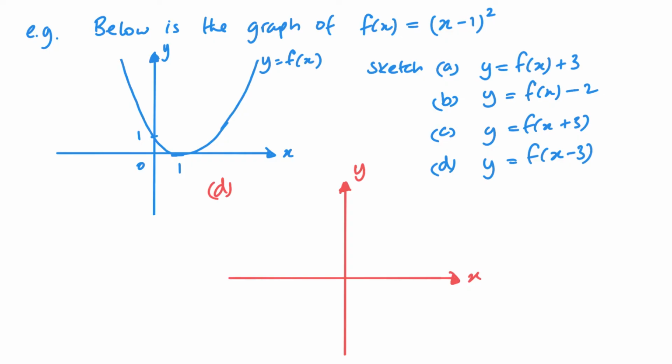And finally, part D, we've got x minus 3 inside my bracket. So as I said before, it affects my x direction, my horizontal direction. I go in the opposite direction I expect, so instead of minus 3 going to the left, it means that minus 3 goes to the right.